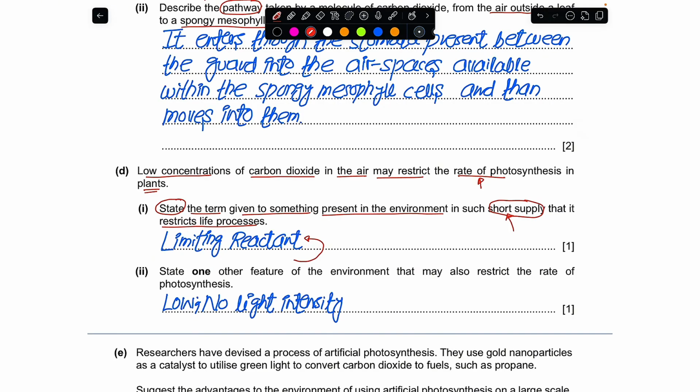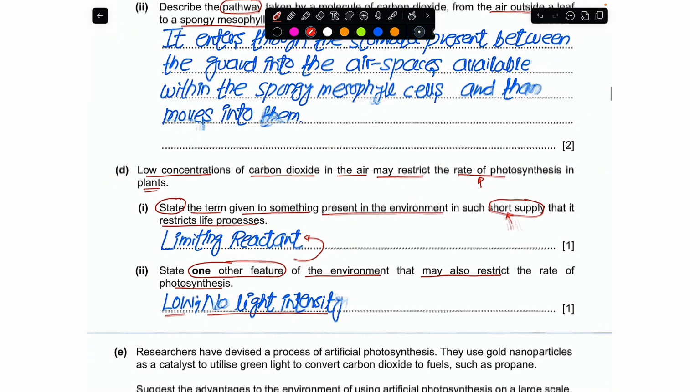Moving onward, they say to state one other feature of the environment that may also restrict the rate of photosynthesis. What we know is that there are three fundamental external factors that can limit the rate of photosynthesis: the carbon dioxide concentration, the light intensity, and the temperature. Now, other than CO2, I would say that low, or you could say no, light intensity can also act as a limiting factor.